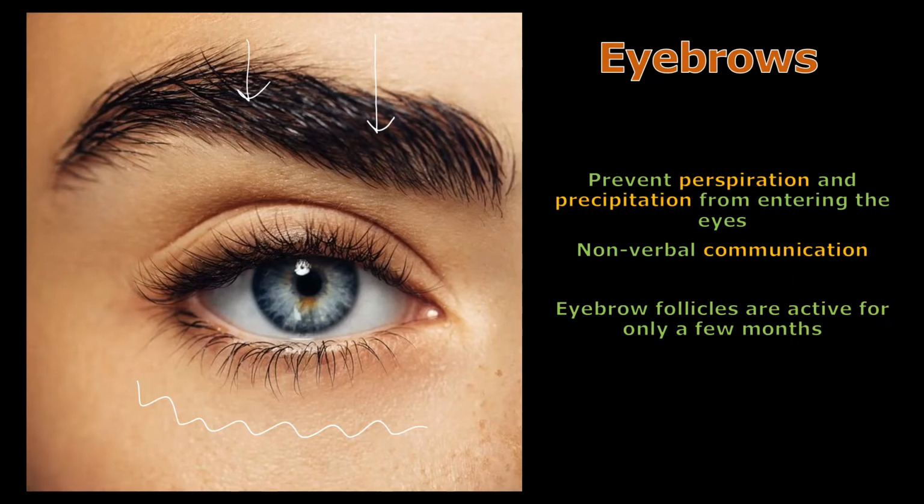Eyebrow follicles are not as active as, say, follicles on your scalp. For this reason, they fall out a lot more than the hair on your scalp. So they're only active for a few months before they are replaced.